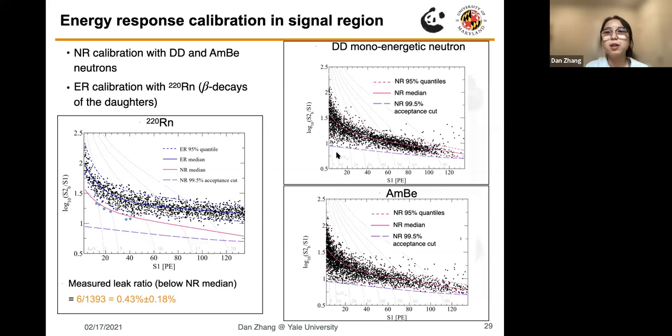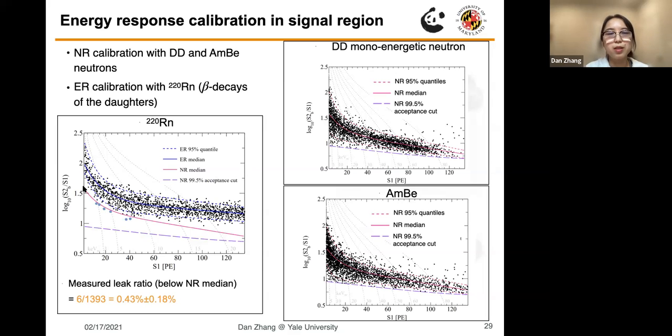And besides the nuclear recoils, we know that we'll have a lot of ER backgrounds such as beta decays in the low energy end. So we calibrate the electron recoil signals in the low energy window with radon 220 progenies. And this is the band of the ER signals, with the blue solid line as the median and the dashed blue line as the band spreading. We rely on the difference in S2 over S1 in ER and NR to suppress the ER backgrounds. And the NR median is also shown here as the magenta line.